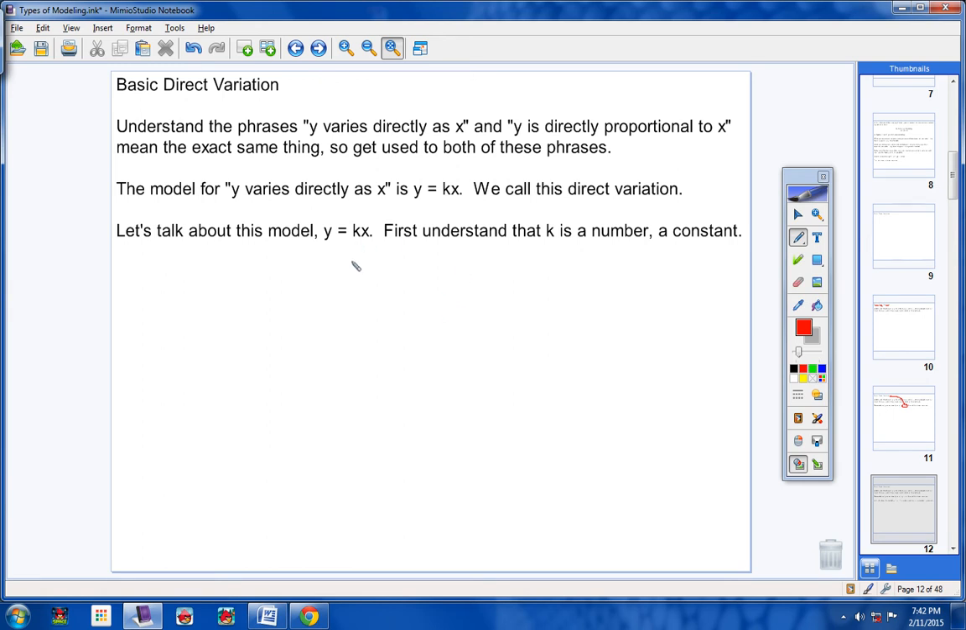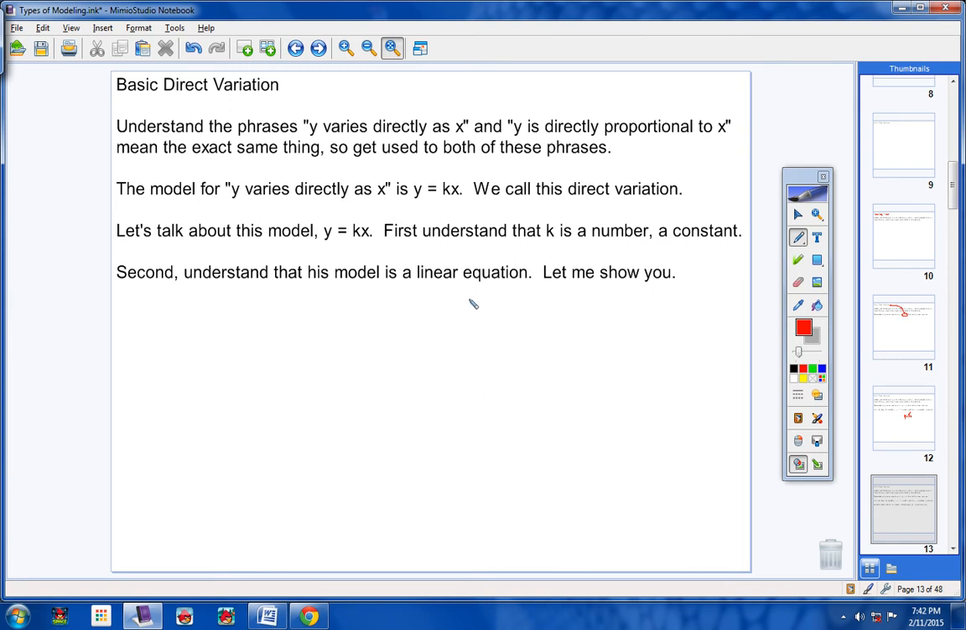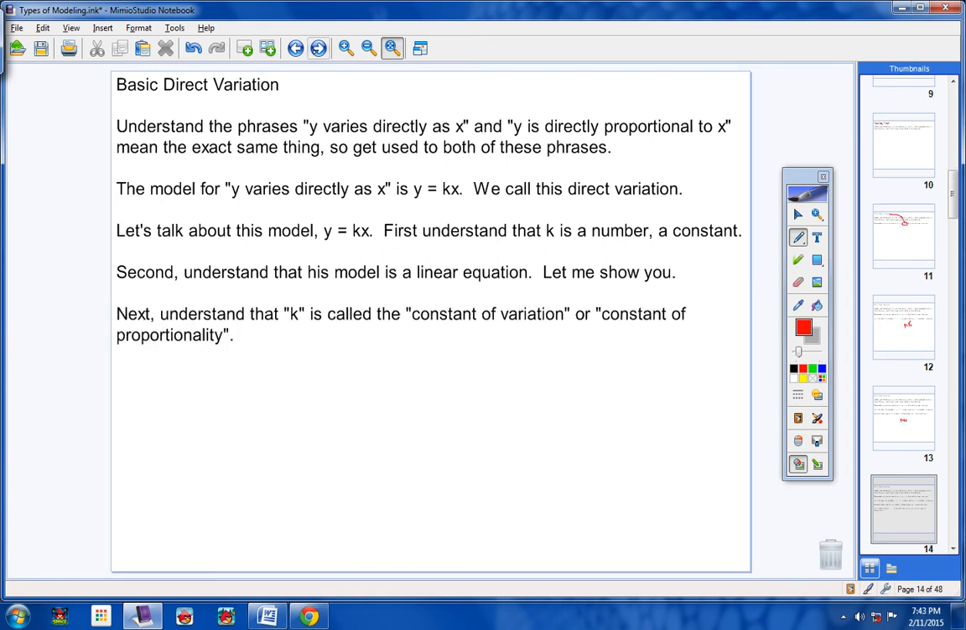First, understand that k is a number. It is a constant. For example, if I wrote this equation here, y equals 2x, this would be an example of direct variation. y is y, x is x, and 2 would be your k. Second, understand that this model is a linear equation. Let me show you what I mean. Back to the equation I just wrote for you. Is that not a linear equation right there? Sure it is. And 2 has a special name. We'll get to that in just a second.